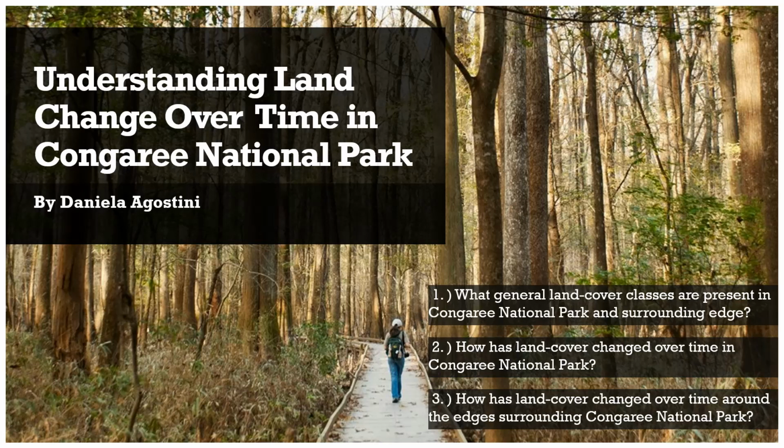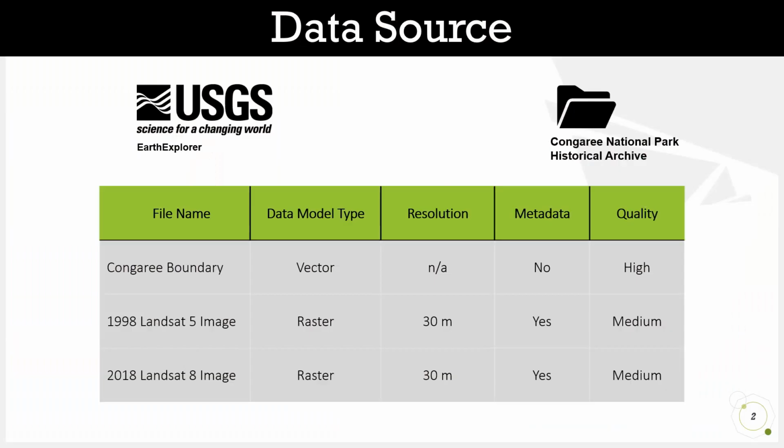resources within the park. In order to understand this, I asked three spatial questions: what general land cover classes are present in Congaree and the surrounding edge? How has land cover changed over time in the park? And how has land cover changed over time around the edges surrounding the park?